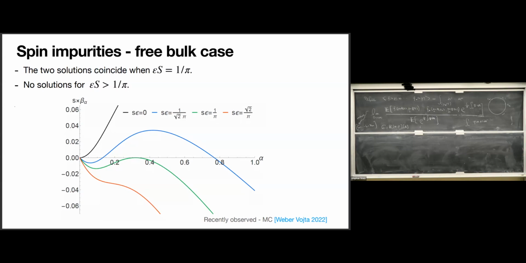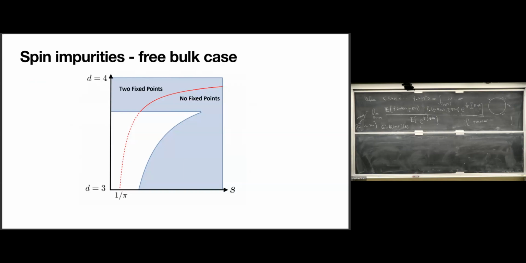And also the 2 fixed points coincide once epsilon S is exactly 1/π. And there are no fixed points when epsilon S is beyond 1/π. This behavior of having 2 fixed points that annihilate, that coincide exactly at the bound at 1/π, was recently observed using Monte Carlo simulations.